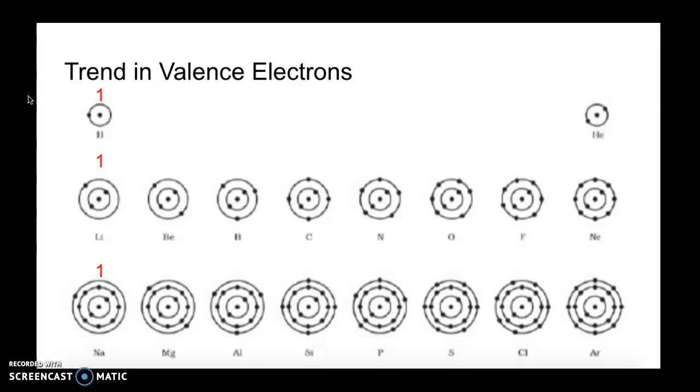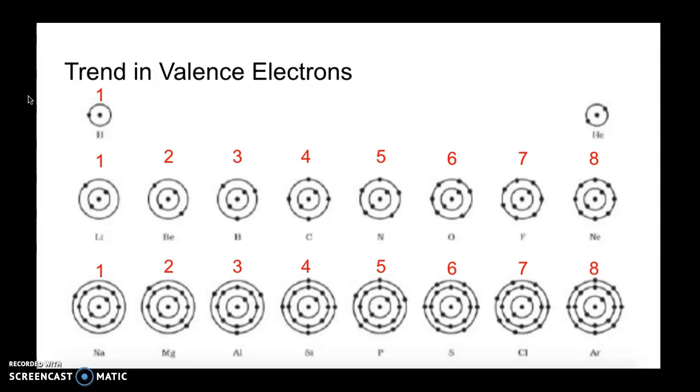We continue to the right there with beryllium and magnesium. If we go to the right, we have 2 valence electrons on beryllium, and there's 2 on magnesium as well. 3 on boron, 3 on aluminum. Hopefully you're starting to notice a pattern. Carbon has 4, silicon also has 4. Nitrogen 5, phosphorus 5, oxygen has 6, sulfur also has 6, fluorine 7, chlorine 7, neon has 8, and argon has 8.